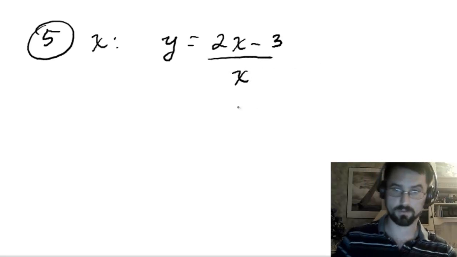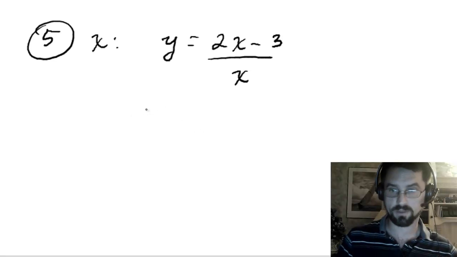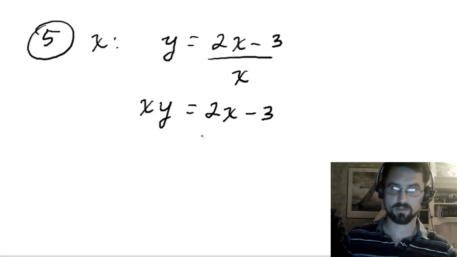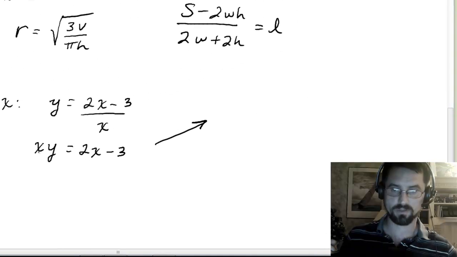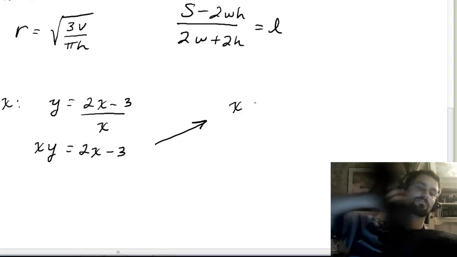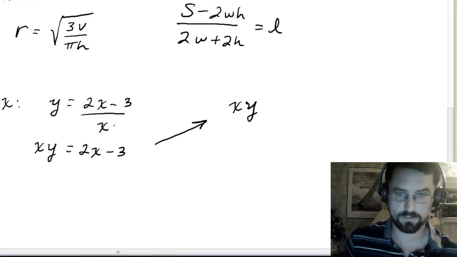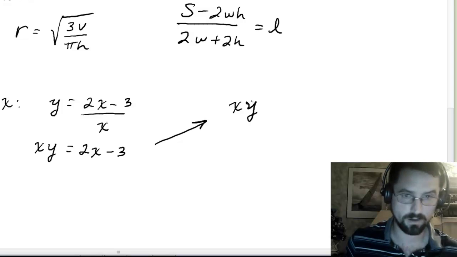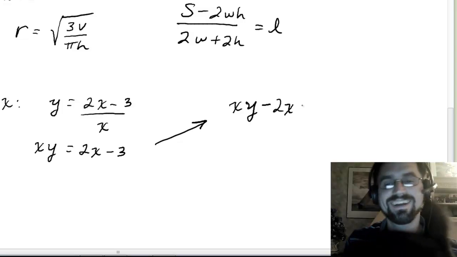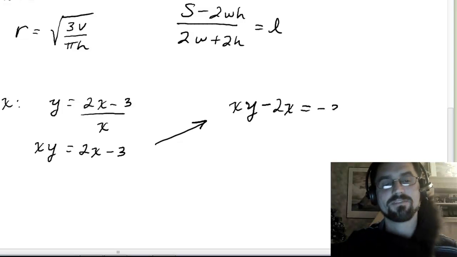So first thing I'm going to do is multiply everything by x to get this x out of the denominator. Having done that, no x on the bottom, but now I have an x over here. I want to get all the x's on one side. I can do that one of two ways. I can bring the 2x over, so the xy is still there, but I'm going to minus 2x. And that leaves me with a negative 3 on the other side.